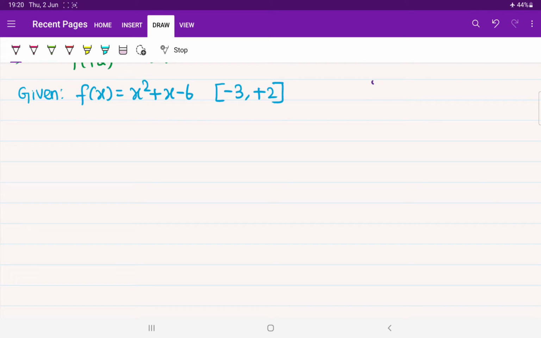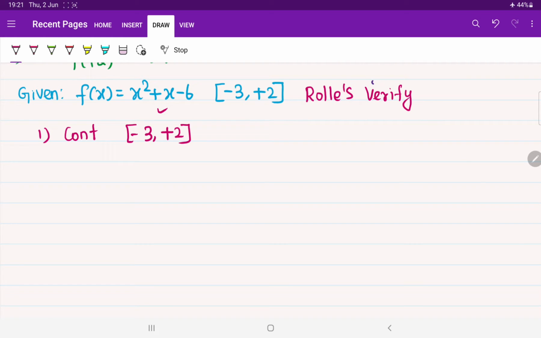Let us take one more question. Once again, you have to verify Rolle's theorem for this question also. What is step number 1? You have to take the given function and check whether it is continuous in the given interval -3, +2. As I already told you, all polynomial functions are continuous and differentiable also. So, this given function is always continuous.